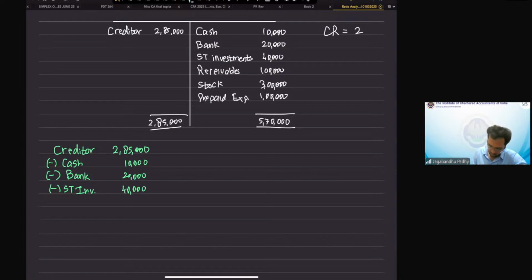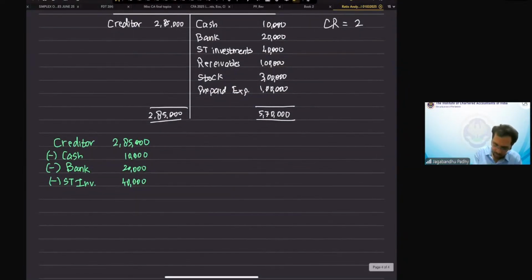Okay, so what is left now? Out of 2,85,000, we just paid 70,000. We still have to pay a lot of other amount. So now we still have to pay 2,15,000. So suppose I go back to the receivables and ask them to give me a bill receivable, and I take that bill receivable and get it discounted.